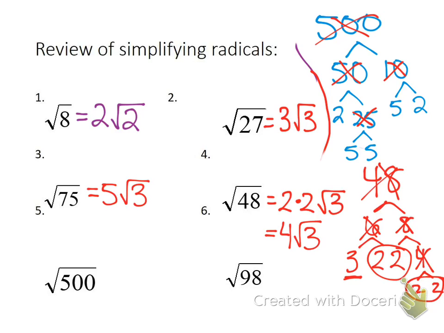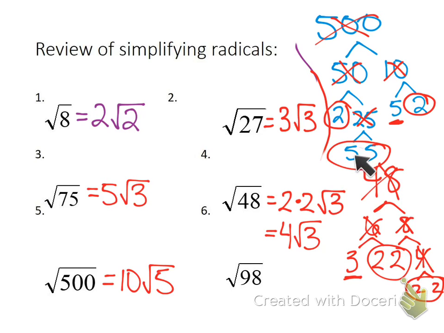2 and 5. The 2s are hard to circle as a pair because they're so far apart. We do have a pair of 5s down here. And what's alone? There's a 5 that's alone. So who can tell me what this would come out to equal? Oh, well, thanks for raising your hand. Yes, it would be 10 root 5.